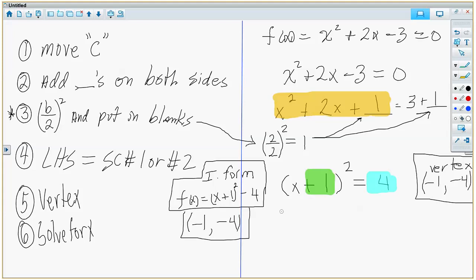Okay? Now, what else? We just did the vertex. What does it say now? Solve for x. So solve this for x. If you can't do it, then there's a ditch for you.